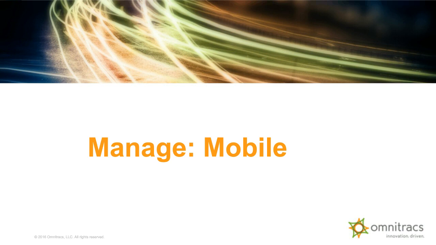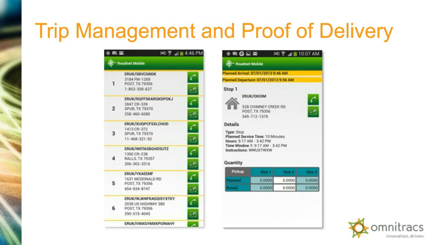So here's a sample of our mobile application. And it covers two key areas. So there's the trip management, which is basically telling the driver what they should be doing. And then the other area is proof of delivery, which is being able to collect information from the customers and report back to the back office or provide this proof of delivery to the end customers as configured.